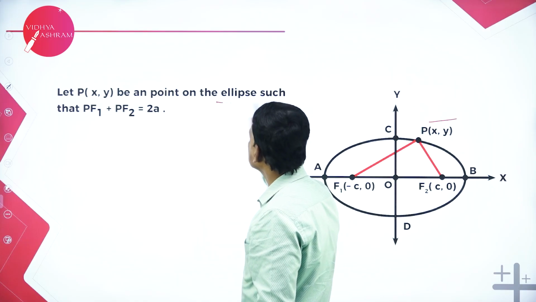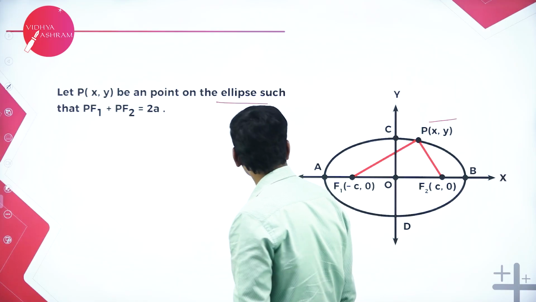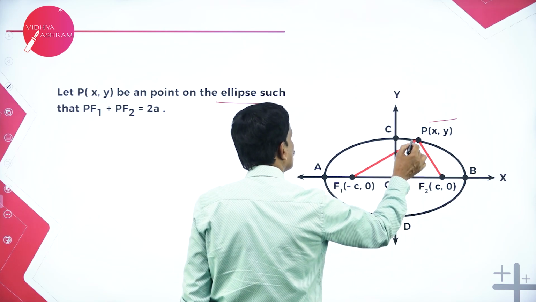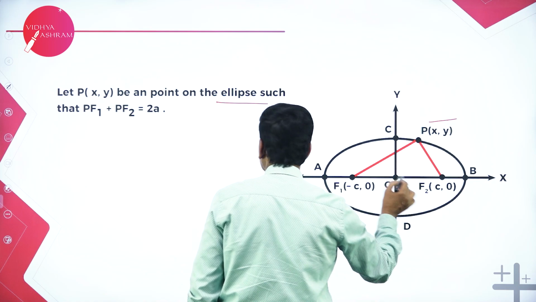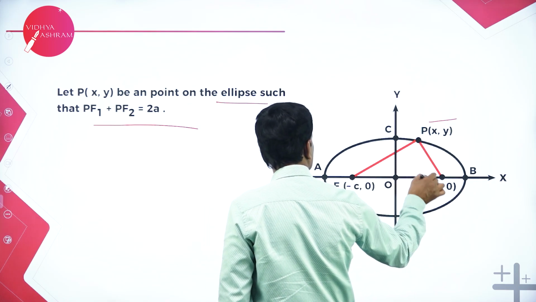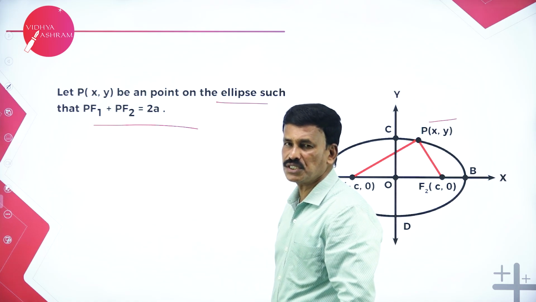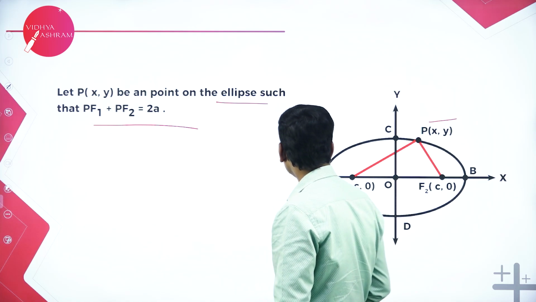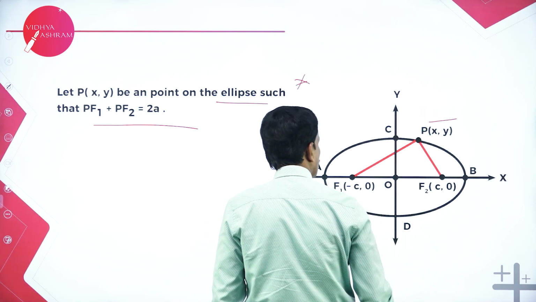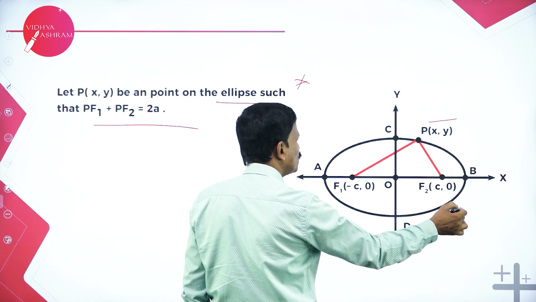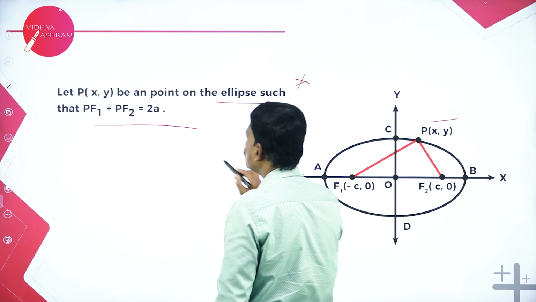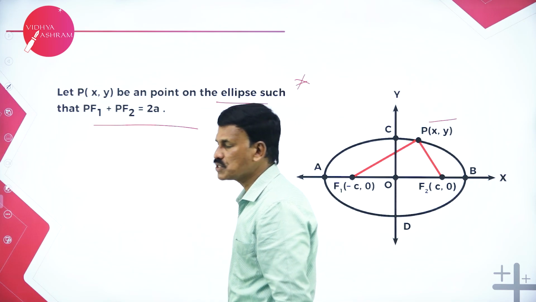Now, let P(x, y) be any point on the ellipse. Join PF1 and PF2, such that the sum of the distances PF1 plus PF2, according to the definition, is equal to 2a. This is a very important point: let P(x, y) be any point on the ellipse, join PF1 and PF2 such that PF1 plus PF2 is equal to 2a.